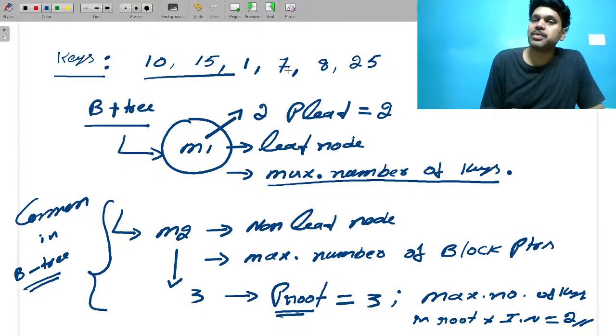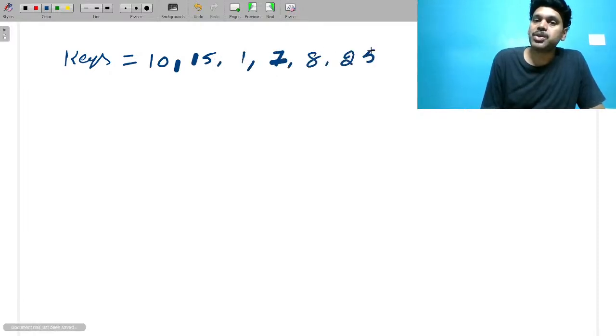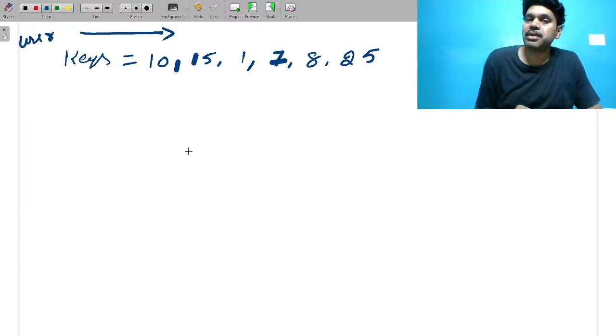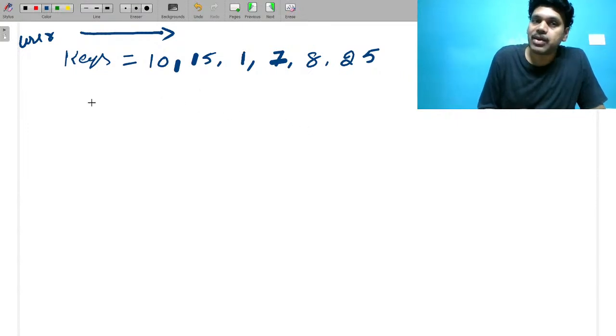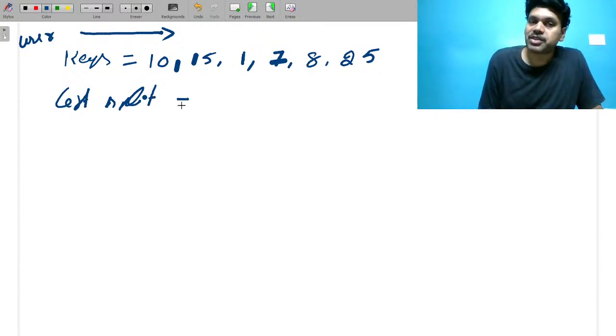So 10, 15, 1, 7, 8, 25. This is how users send the data. But anyhow, as B tree and B plus tree are ordered trees, the keys automatically get ordered. Now let me do the left split this time. Observe carefully. The left split is nothing but less than or equal to.